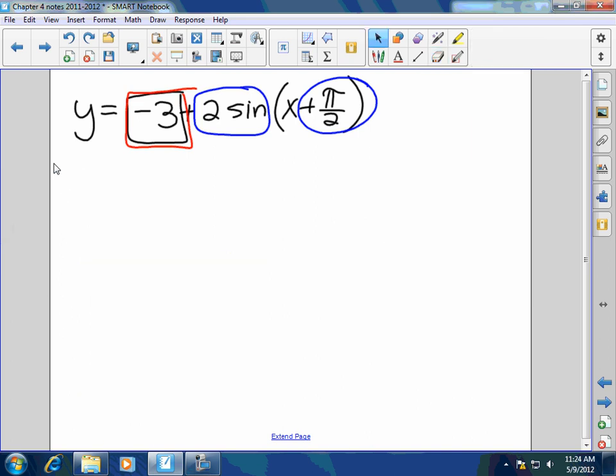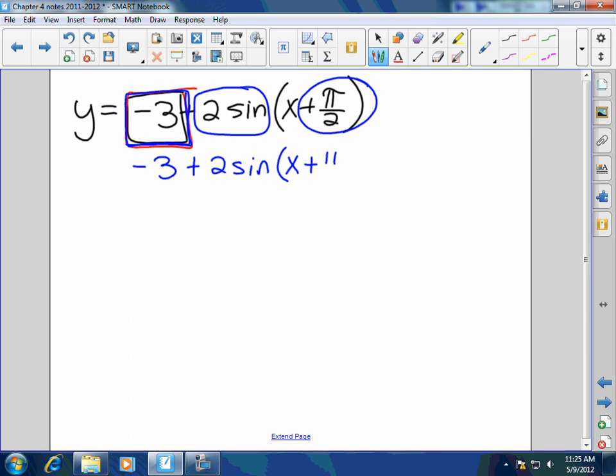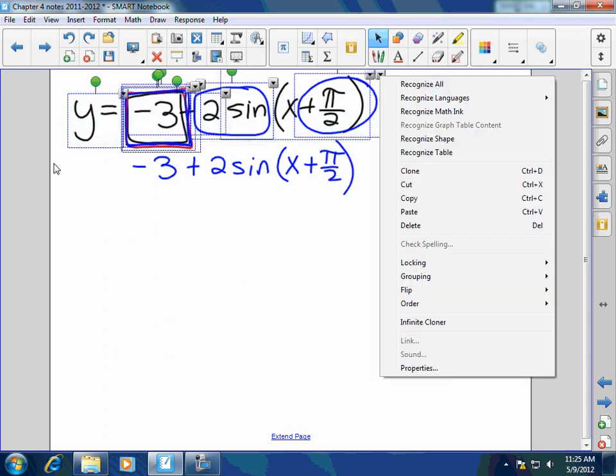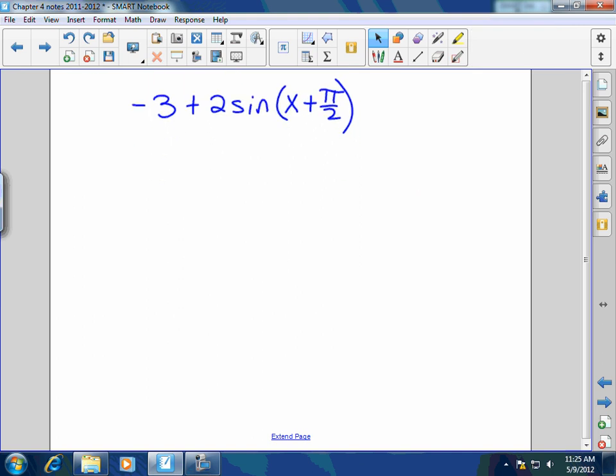Okay, this is a straight up sine graph, right? But this is being added. Actually, this is kind of messy. Let's do this again. Negative 3 plus 2 sine of x plus pi over 2. Okay. Someone said that the negative 3 is the c. Yes, sir. So that's the first thing you're going to do.